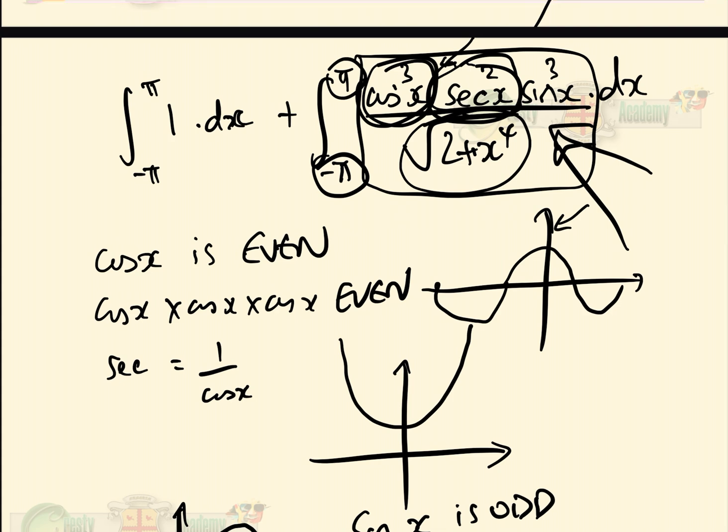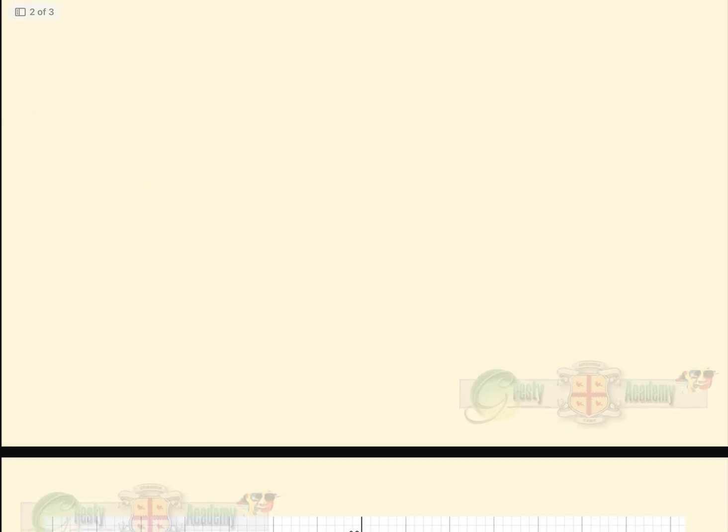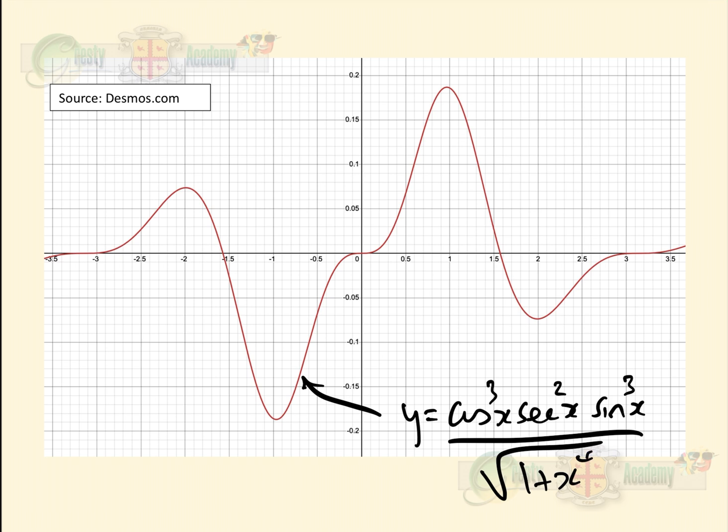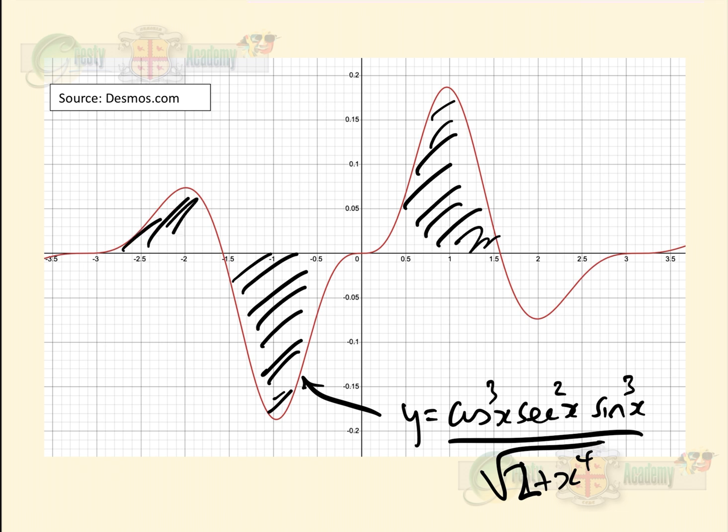Now, just a matter of interest, I'm using desmos.com here. This is actually the function y equals cos cubed x sec squared x sine cubed x over root 2 add x to the 4. You certainly wouldn't want to have to work it out yourself. But you can see that it is an odd function because this area here exactly offsets this area here, and this area here exactly offsets this area here. So it's not just a theory, it does work, and the integral is equal to 0.